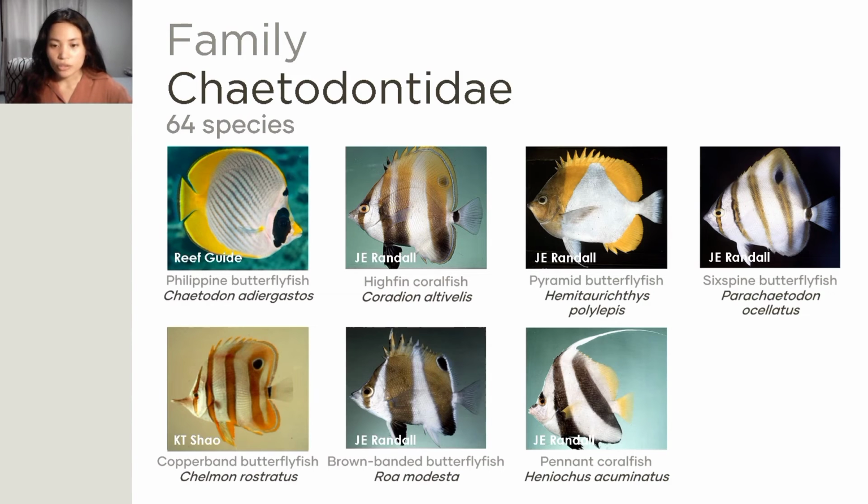Family Chaetodontidae consists of 64 living species in the Philippines, and a few examples are the Philippine butterfly fish, the high-fin coral fish, the pyramid butterfly fish, the six-spine butterfly fish, the copper band butterfly fish, the brown-banded butterfly fish, and the pennant coral fish.